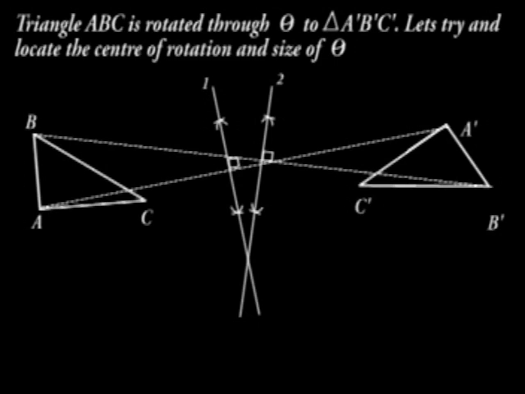To get the angle of rotation, join C to O. Measure the angle COC prime. All bisectors pass through O. Two bisectors are sufficient, and theta is the angle of rotation.